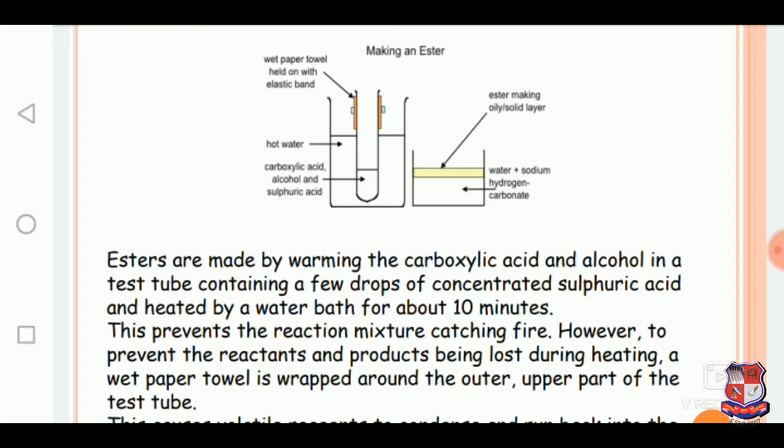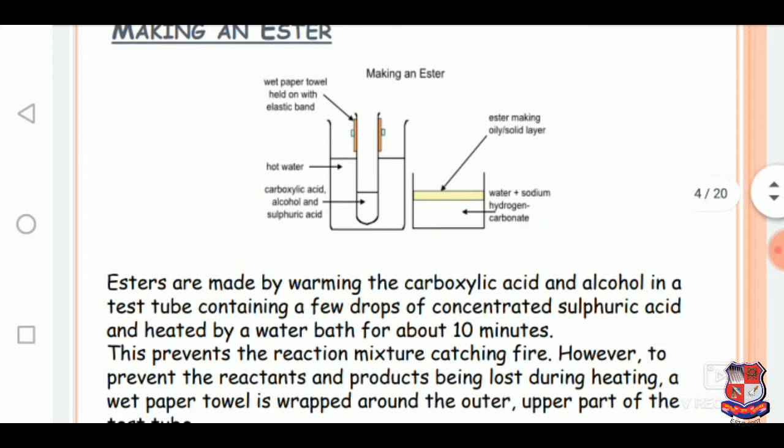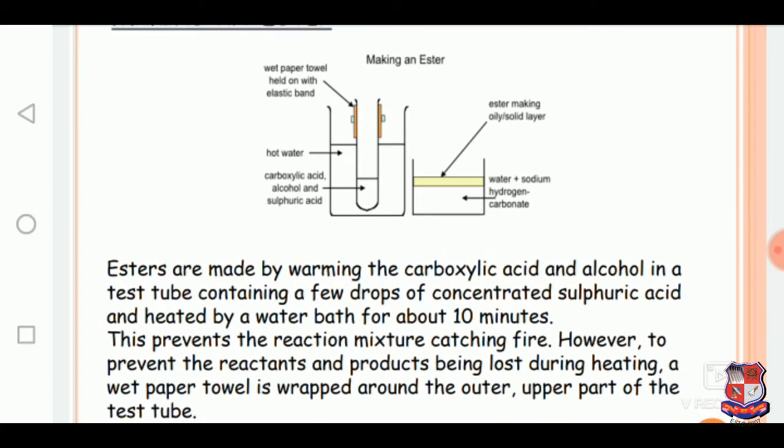However, to prevent the reactants and products being lost during heating, a wet paper towel is wrapped around the upper part of the test tube. This causes volatile reagents to condense and run back into the test tube in a mixture, in a technique called refluxing. So that's the refluxing technique. We have to attach a wet paper towel held on an elastic band so that the condensation will take place and the volume will be maintained in the reaction tube.